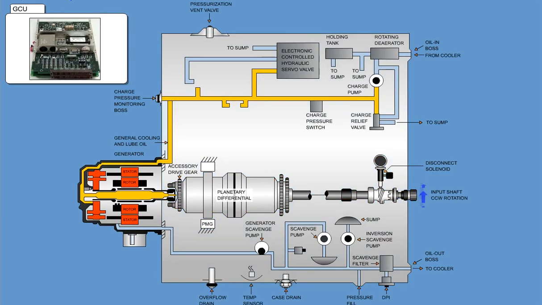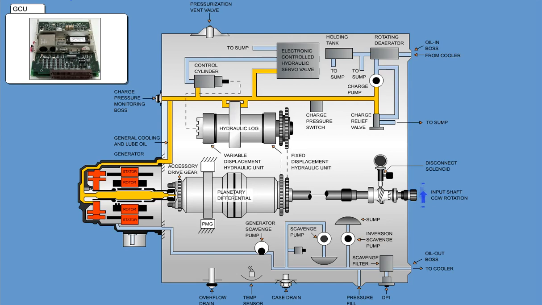This servo valve then controls, through a control cylinder, the hydraulic log unit, which operates in a clockwise or counterclockwise direction. Because the hydraulic log unit is connected to another input of the planetary differential gear, the generator RPM increases or decreases less than the input shaft RPM. As a result, the generator frequency stays constant.